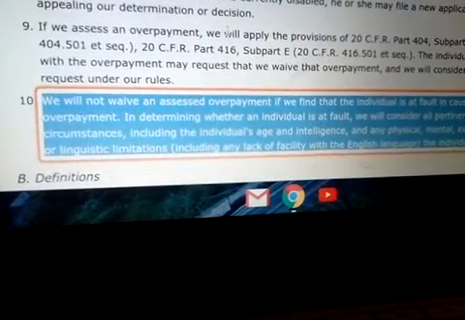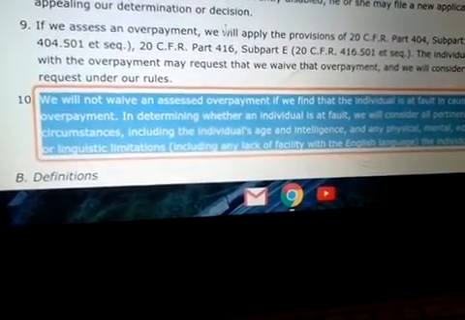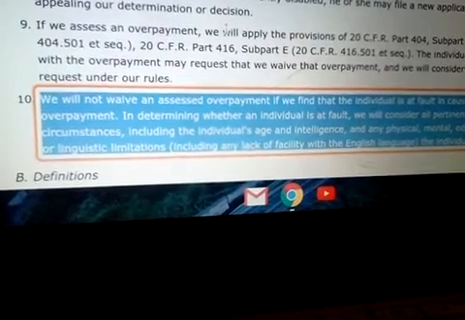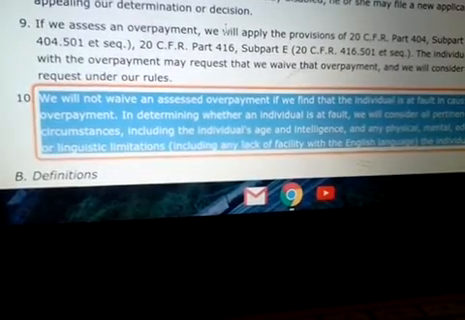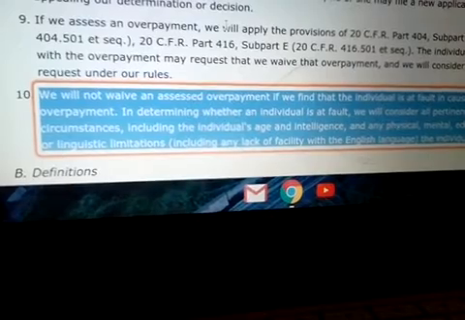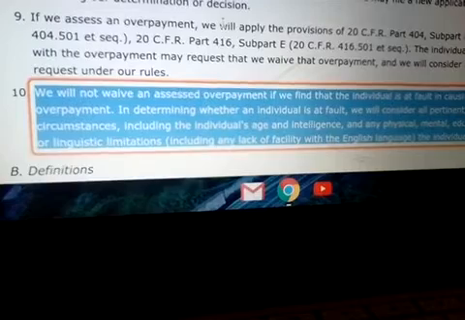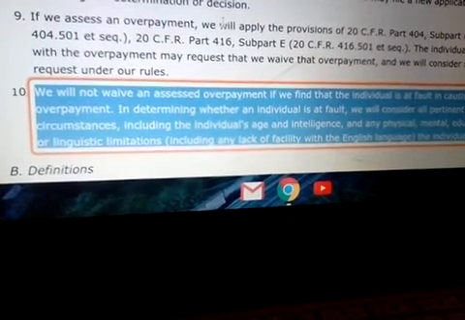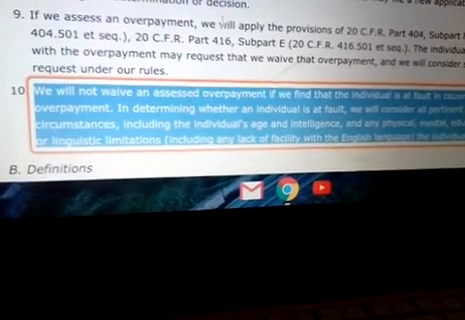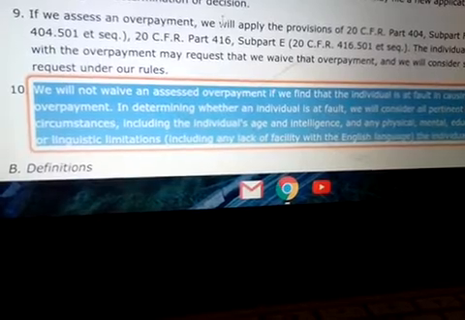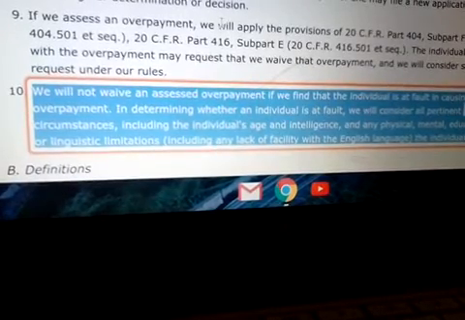10. We will not waive an assessed overpayment if we find that the individual is at fault in causing the overpayment. In determining whether an individual is at fault, we will consider all pertinent circumstances, including the individual's age and intelligence, and any physical, mental, educational, or linguistic limitations, including any lack of facility with the English language the individual has.